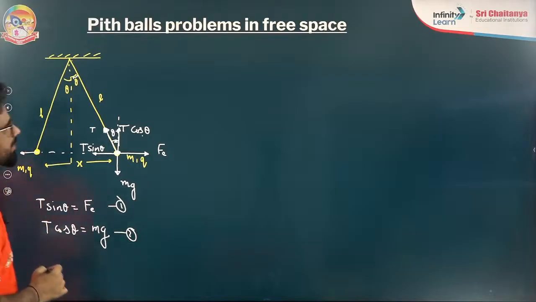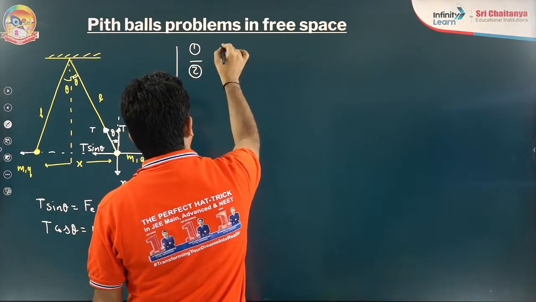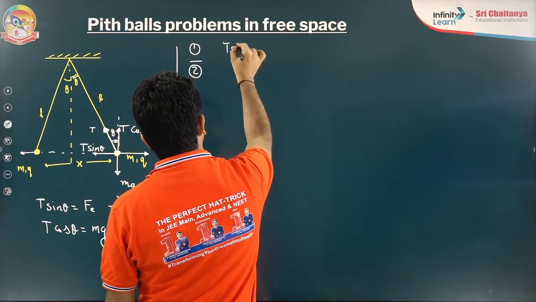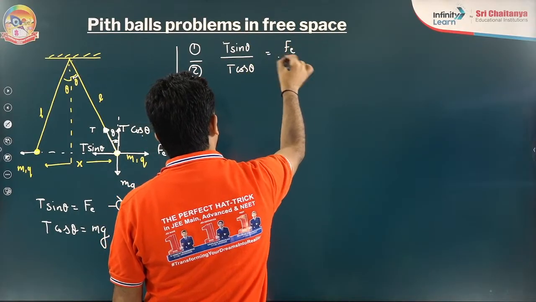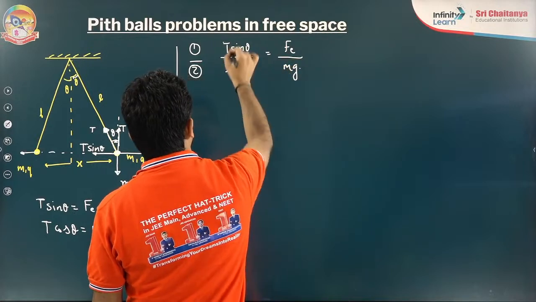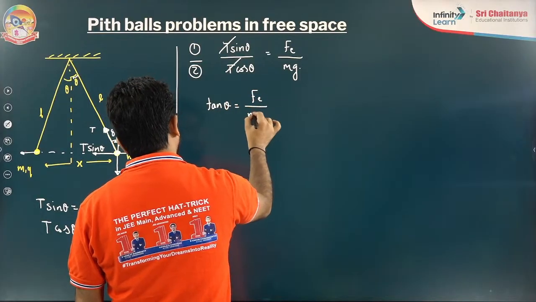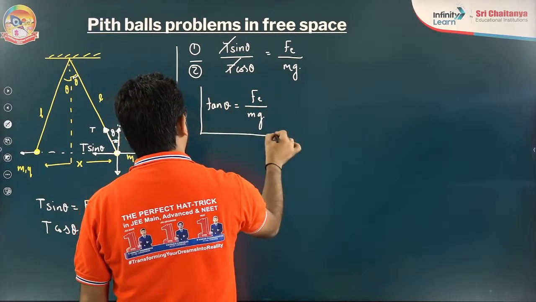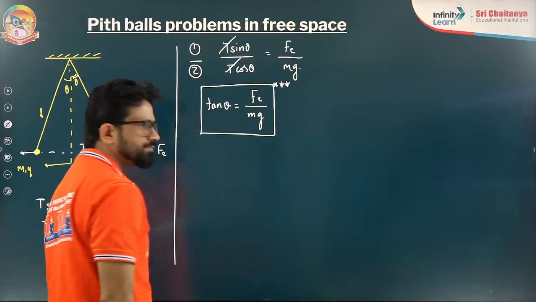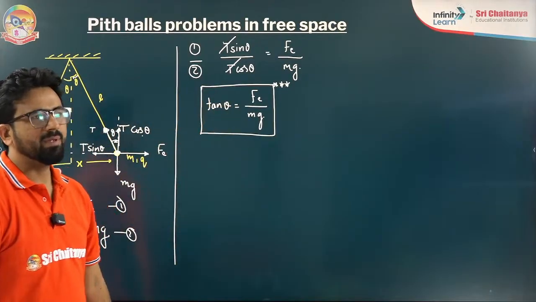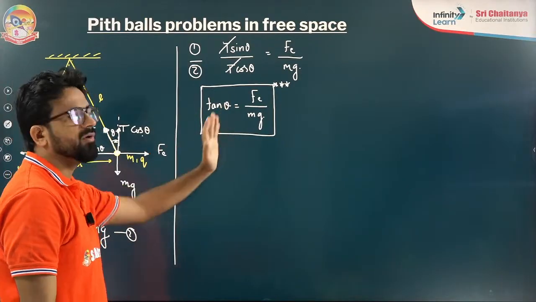If you are dividing equation 1 by equation 2, what will you get? T sin theta divided by T cos theta is equal to Fe by mg. So from here T cancels. That means tan theta is equal to Fe by mg. It's a very, very important relation. Directly also you can remember this part. Everyone has to understand and remember this. Tan theta is equal to Fe by mg.